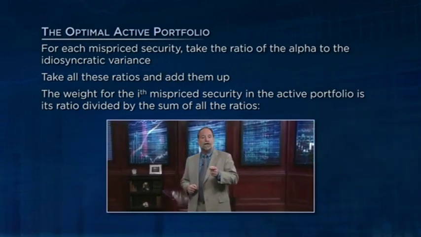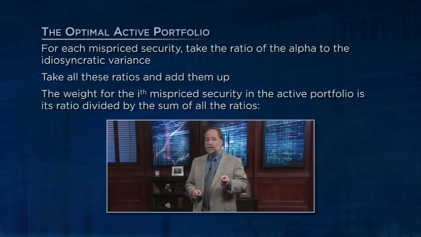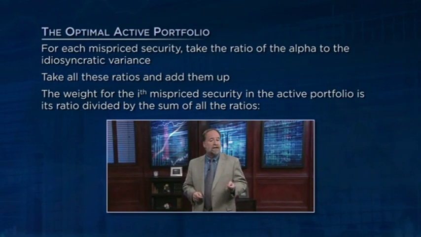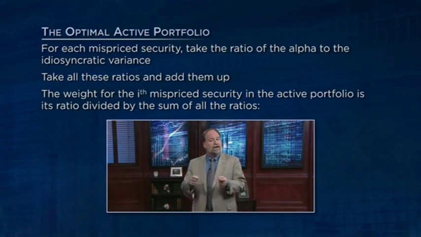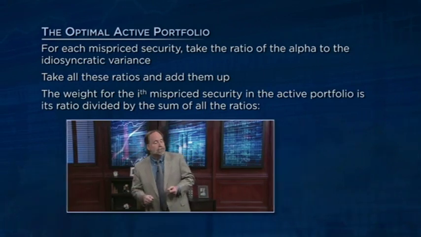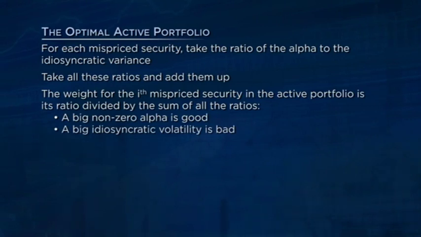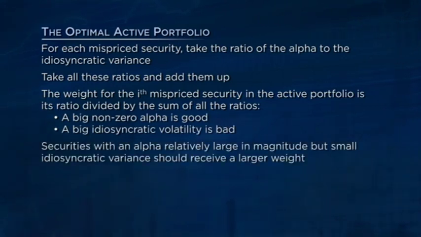These weights seek to exploit the non-zero alphas, but at the same time, the weights reflect concern about idiosyncratic volatility in that security. Idiosyncratic volatility is a problem because there are typically too few securities in the active portfolio for the idiosyncratic returns to be diversified away completely. But a big non-zero alpha is good, but a big idiosyncratic volatility is bad. A security with an alpha that has a relatively large magnitude but has a small idiosyncratic variance should receive a much larger weight in the active portfolio. This process we just described creates such weights.